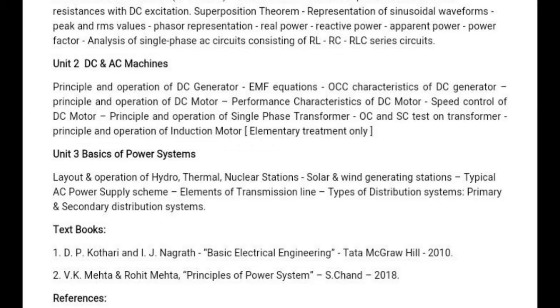Principle and operation of single phase transformer. I made a video on speed control of DC motor previously. You can refer to it on the eTech channel.